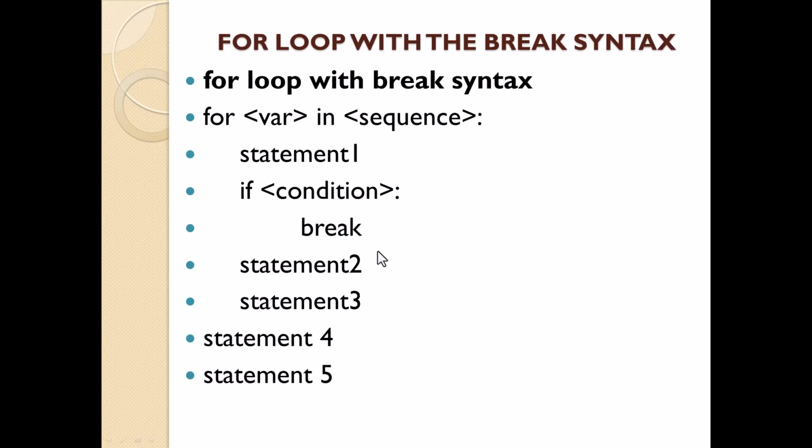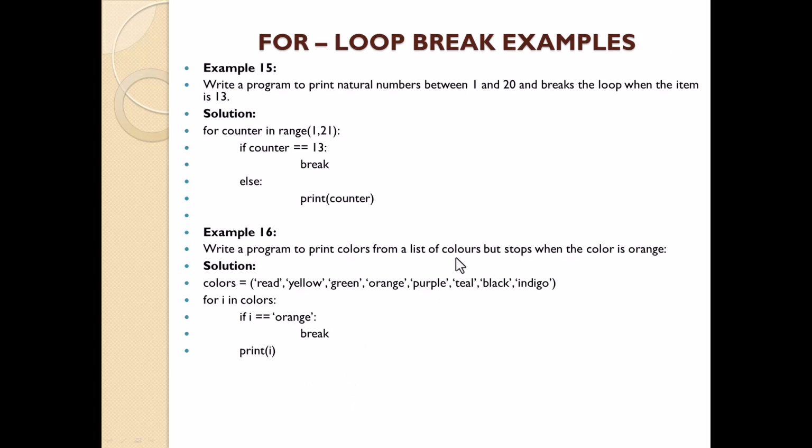Let's look at the example that we have there. Let's look at the syntax. Here we have the for loop syntax. So for var in the sequence, then we can put a statement here, and now we will bring an if statement. So if this condition is satisfied, the iteration will break, and we can print a couple of statements under that one. So let's get to the example. I think that will help us understand it better.